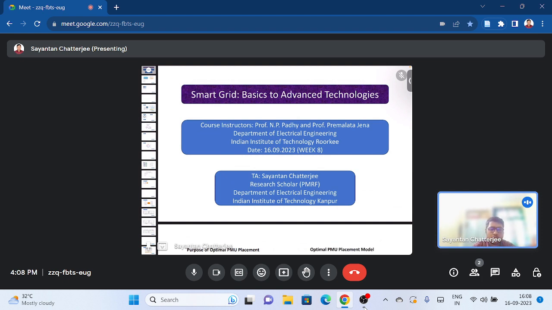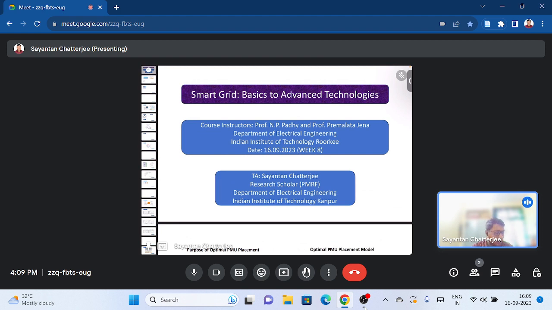So let's begin today's session. Here today we will mainly be discussing phasor measurement units, some smart grid technologies like demand response programs, and so on. Mainly we will be focusing on PMU placements.